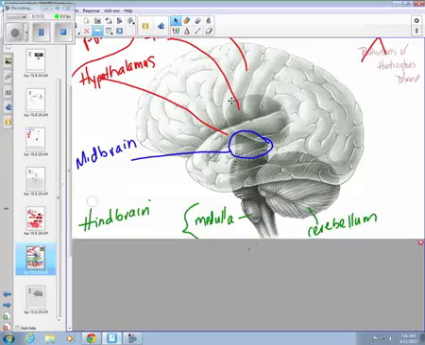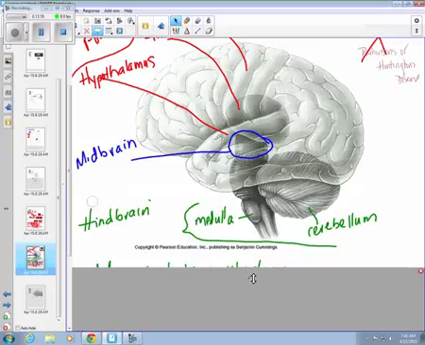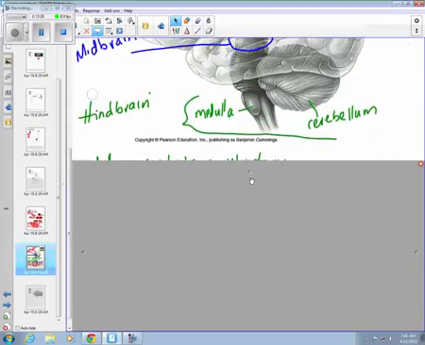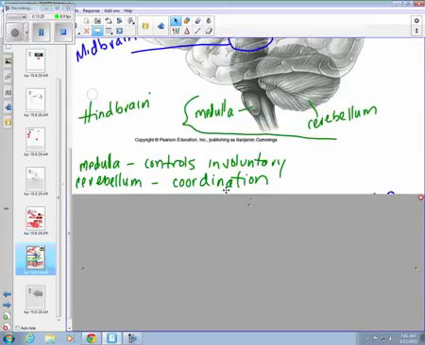The midbrain section I have here labeled in blue. And then the hindbrain is made up of the medulla, which is the section that's very close to the spinal cord, and the cerebellum, which is the part that's in the back of the head. And I'll give you some details on those. The medulla is going to help to control all of your involuntary movements, and the cerebellum helps with coordination.